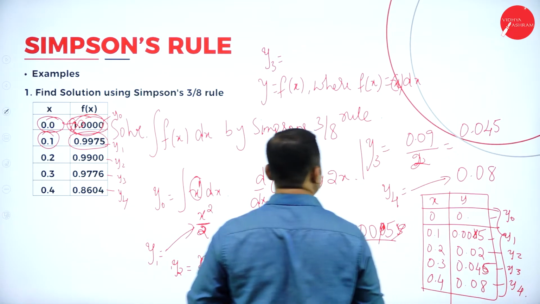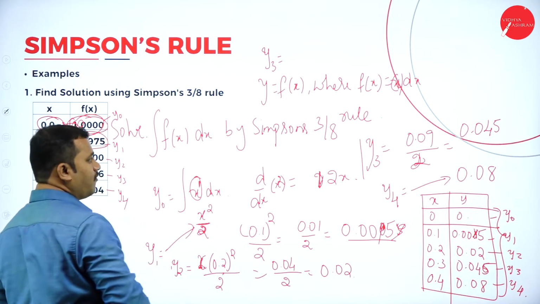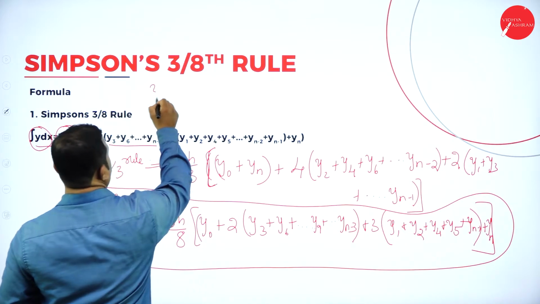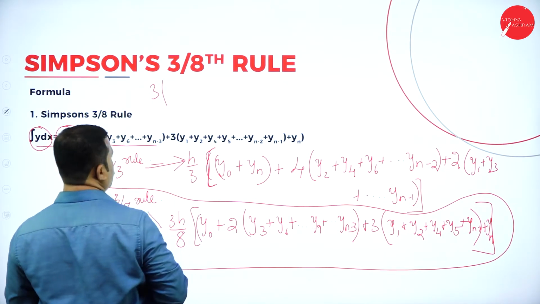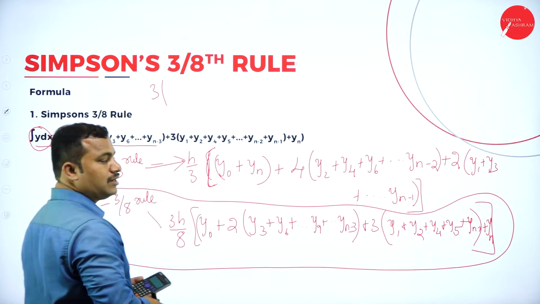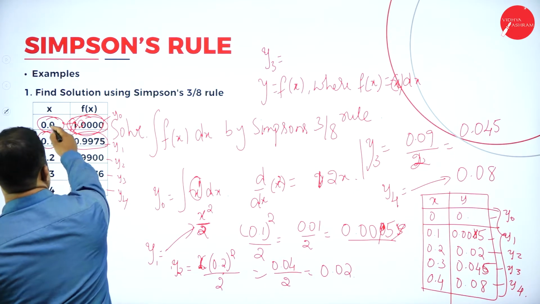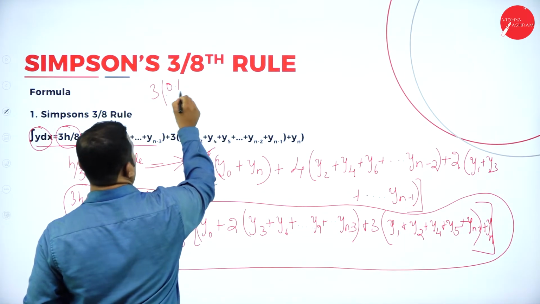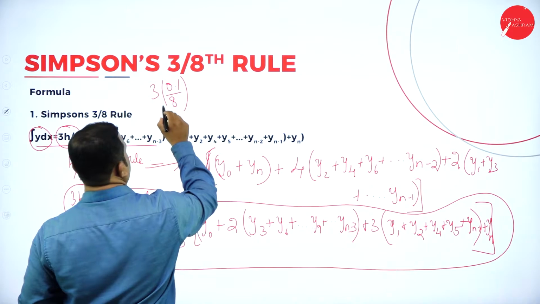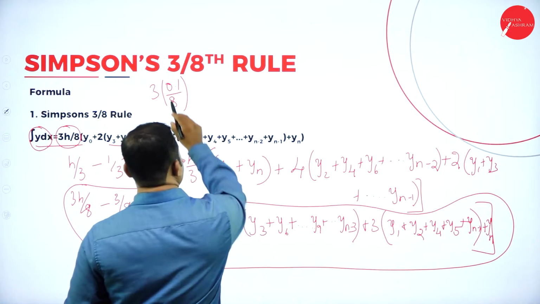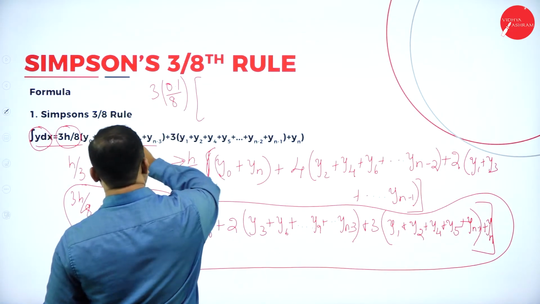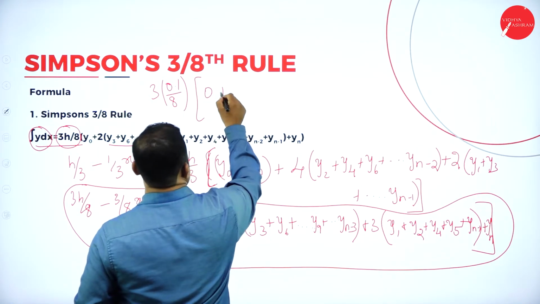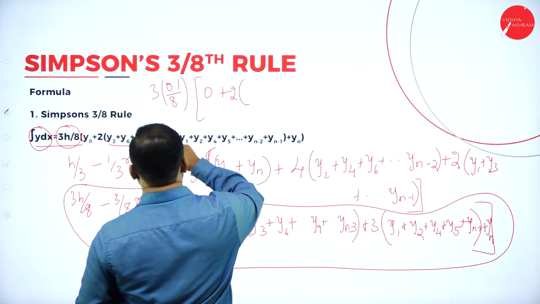Now let me substitute these values into that formula. What does the formula state? This is the formula. So 3 into, what is the step size of this? If you look at this, you will clearly understand that the step size is 0.1 in every iteration. If that is the case, we have 3 into 0.1 by 8. That means 3h by 8 times, what is the value of y0? y0 is equal to 0, plus 2 times y3 plus y6.